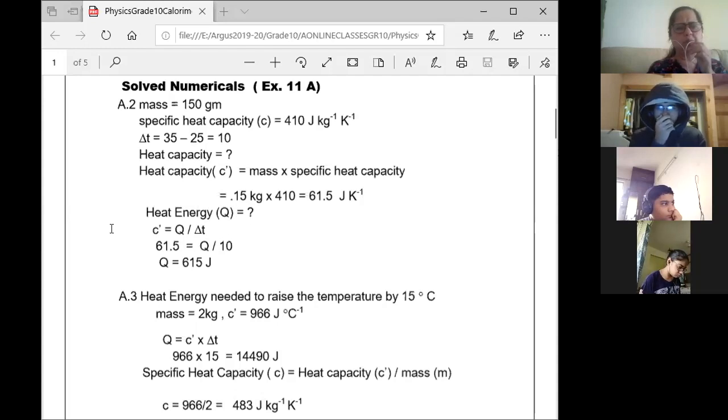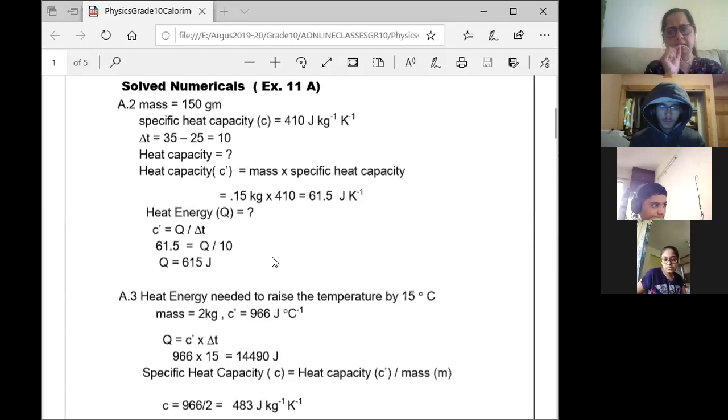So I will use the formula C dash equal to Q upon delta T. Simple formula. I already have C dash as 61.5. So 61.5 is equal to Q upon delta T. Delta T is the rise in temperature, that is 10, right? So Q will be 61.5 multiplied by 10. So the heat energy is 615 joules.